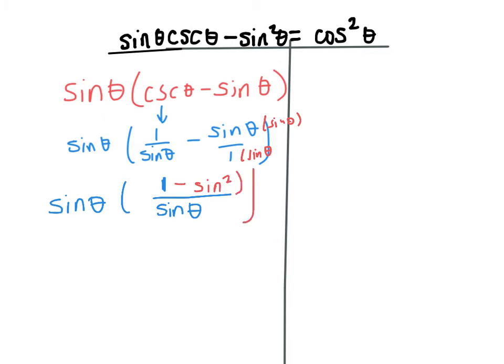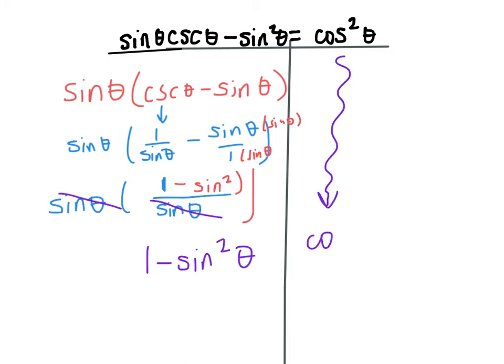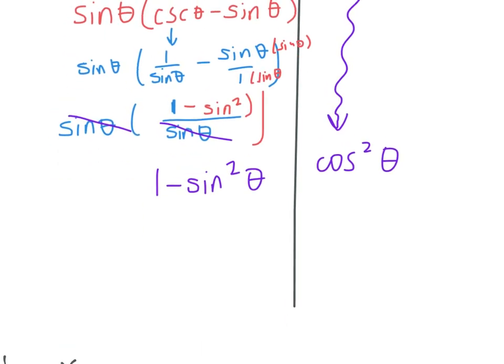Now when I do that, I see that I can cross off my sine theta on the outside with the sine theta in the denominator, which is perfect. And I'm left with 1 minus sine squared theta. On the right-hand side over here, I have cosine squared theta. Is there a Pythagorean identity that involves sine, cosine, and the number 1? You would say, oh my gosh, we keep using this same identity all the time. You will use this identity a lot: sine squared theta plus cosine squared theta equals 1.